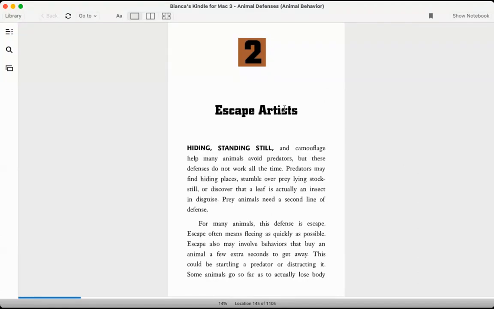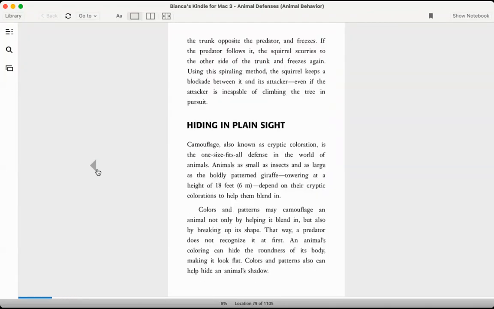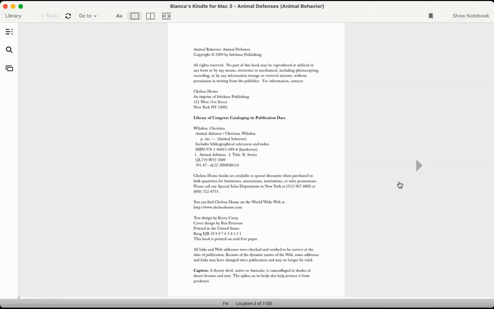So these will be the secondary defenses when you start escaping. Okay, so we're done reading this chapter, which was all about the different primary defenses animals have to defend themselves from their predators or danger as well.